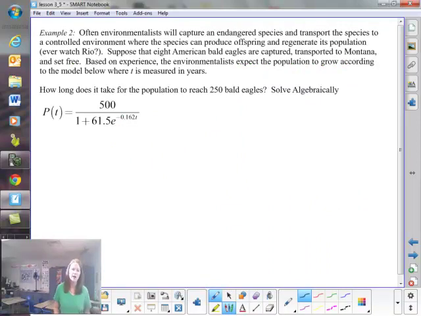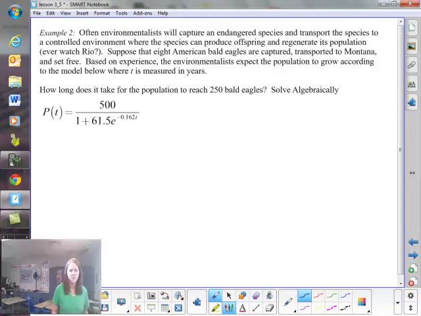Logistics we've gotten into a little bit more in this unit, and here's a situation where we would use some logistic growth. Environmentalists will take an endangered species and they will capture it, and then they're going to move it somewhere else and release it so that it can produce more offspring. So it's still in the wild, but they moved it to a new place in the wild to sort of regenerate its population. If you've ever seen the movie Rio, that's kind of what was going on.